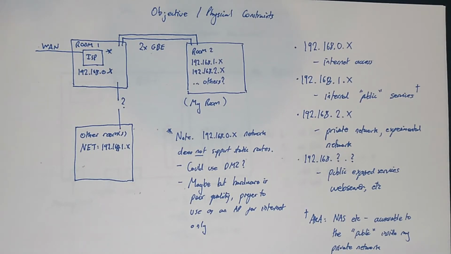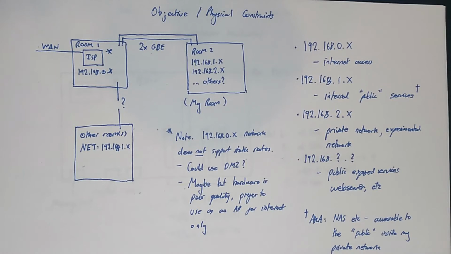One way around that could be to use a DMZ, a demilitarized zone. I've not really tested that. I think that could be a possible solution, but the hardware generally is poor quality and it's unreliable. It needs restarting every few days or weeks, really. So I prefer to keep that AP as just an internet-only access point, and to administrate and control everything else further upstream, which is entirely within my control.